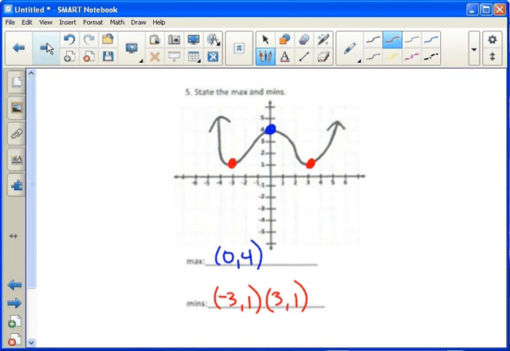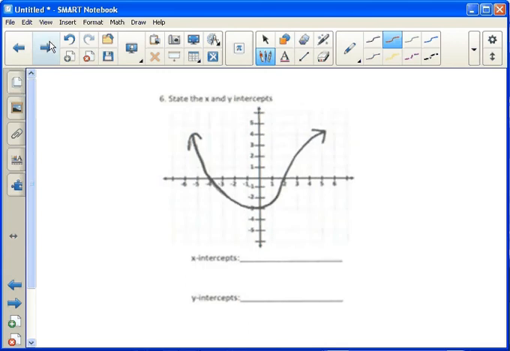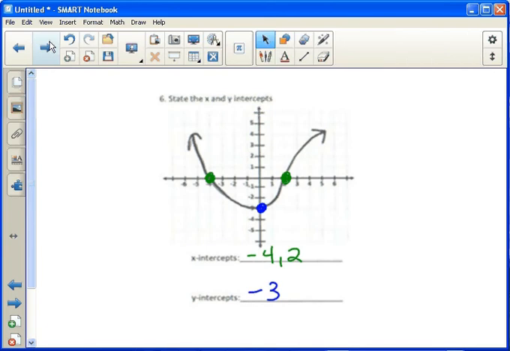State the x and y intercepts. Okay, x-intercepts are where you hit the x-axis. That would be at -4 and positive 2. And you can just list those. You don't need to put any parentheses around them or anything like that. And the y-intercept is where you hit the y-axis, so that would be here, and that's a -3. So those should be pretty straightforward. X-intercepts, -4, 2. Y-intercept, -3.